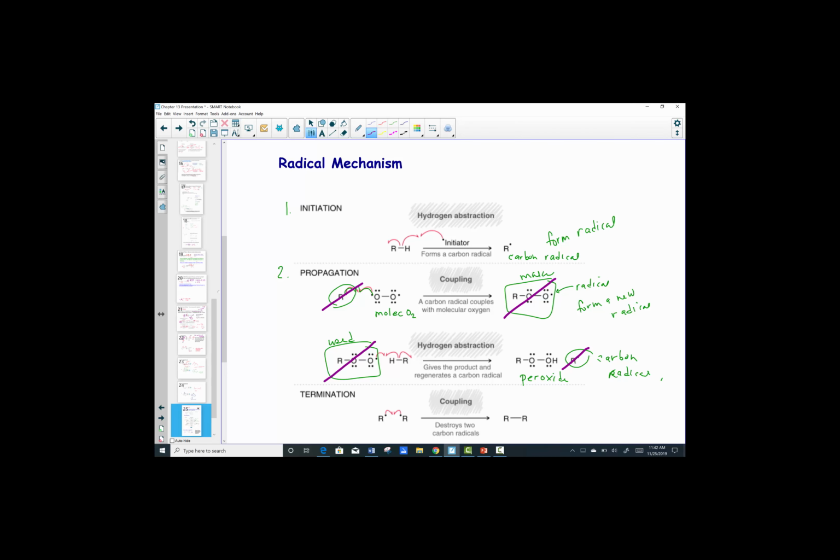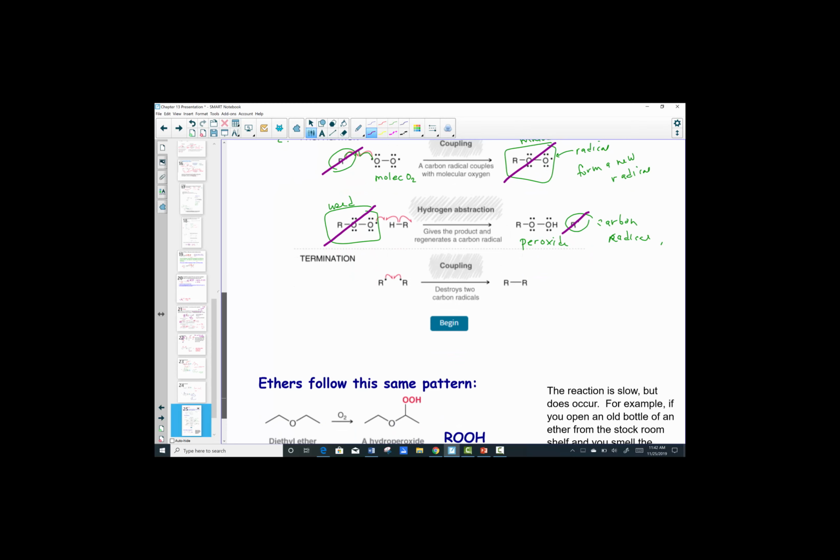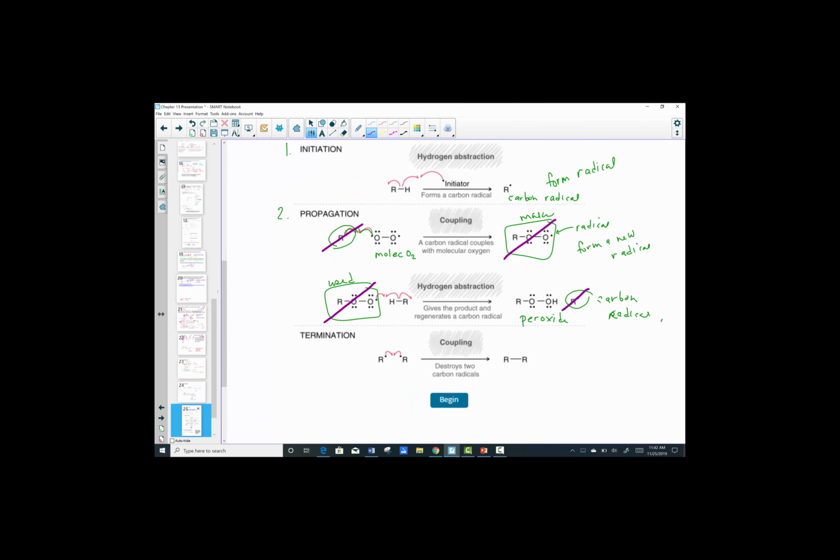And what's left is the actual observed equation. So what's left, we saw the O2 oxygen in the presence of HR, our alkane, or alkyl group, forming an ROOH as the product. And it occurred by radical mechanism.